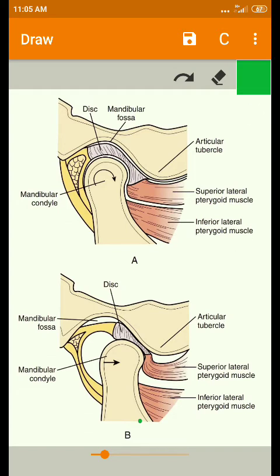Now the first one is the mandibular elevation and depression movements. First we are going to see the depression, that is the opening of the mouth. These two movements occur simultaneously. In elevation, the movements taking place are quite opposite to those of the depression movement. So now we are going to see first this mandibular depression, that is the opening of the mouth.